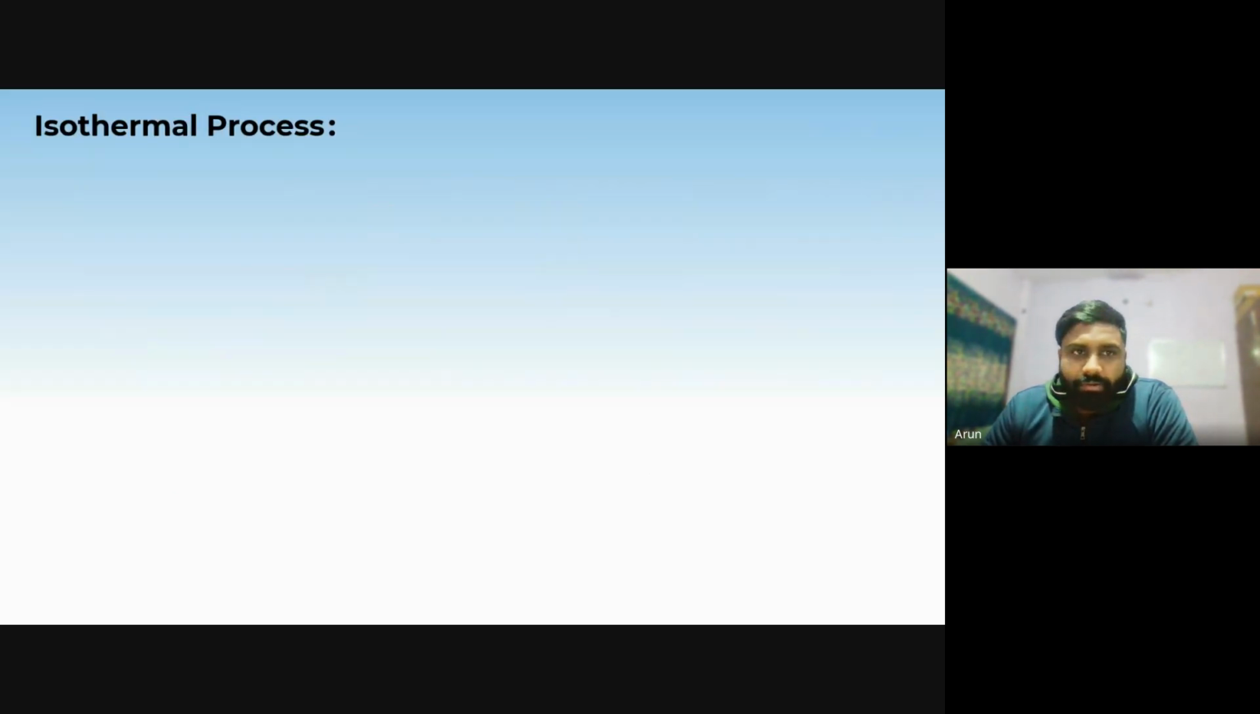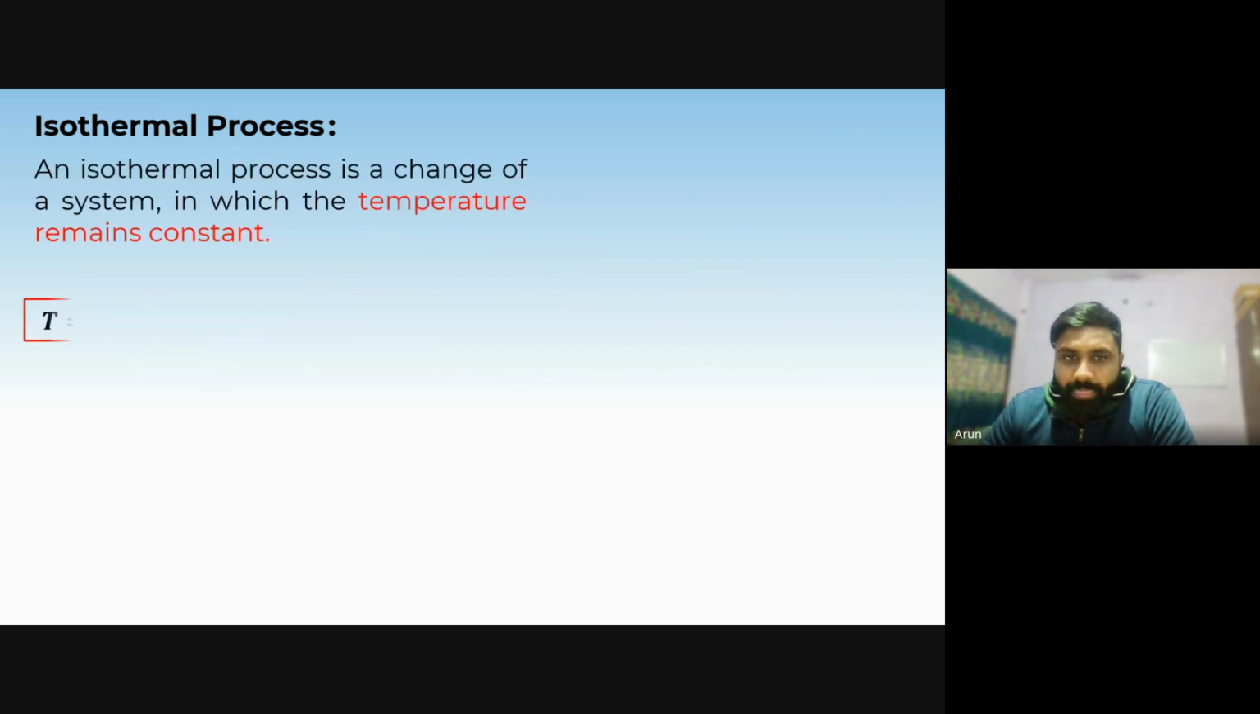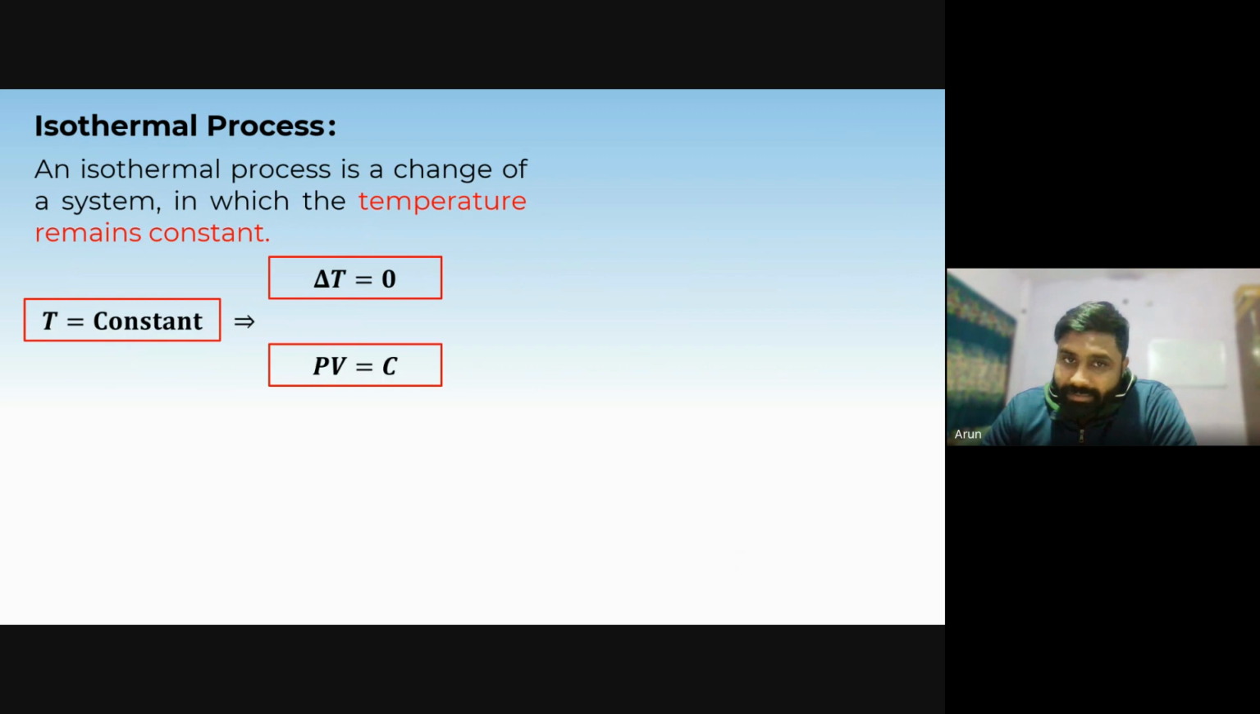So firstly, we will talk about the isothermal process. Isothermal process is that process in which the temperature remains constant, which means during the process, the temperature of the system will not change. That process is termed as the isothermal process. Now we need to calculate the work done in this process.